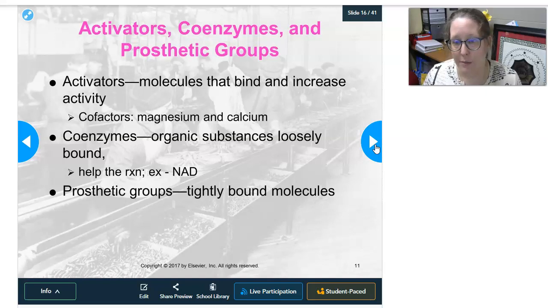Coenzymes are organic substances that are loosely bound, and they also help the reaction. For example, NAD. So the difference between a cofactor and a coenzyme is a cofactor is often like a metal type molecule, whereas a coenzyme is another organic molecule. And prosthetic groups are tightly bound molecules that are part of an enzyme, and they could be a coenzyme or an activator or another molecule.